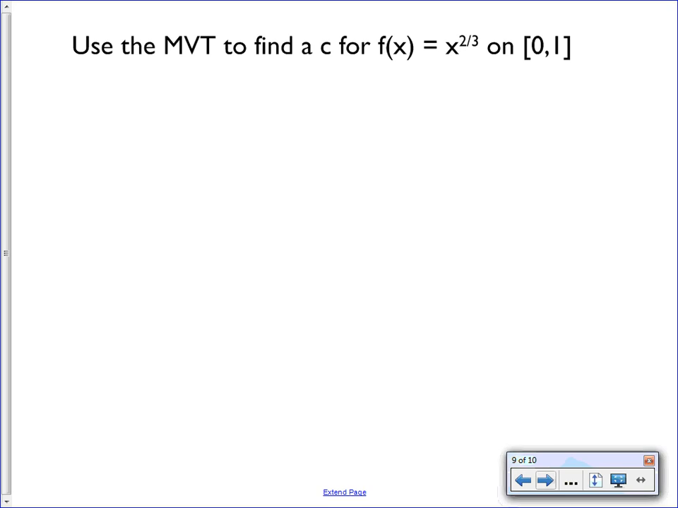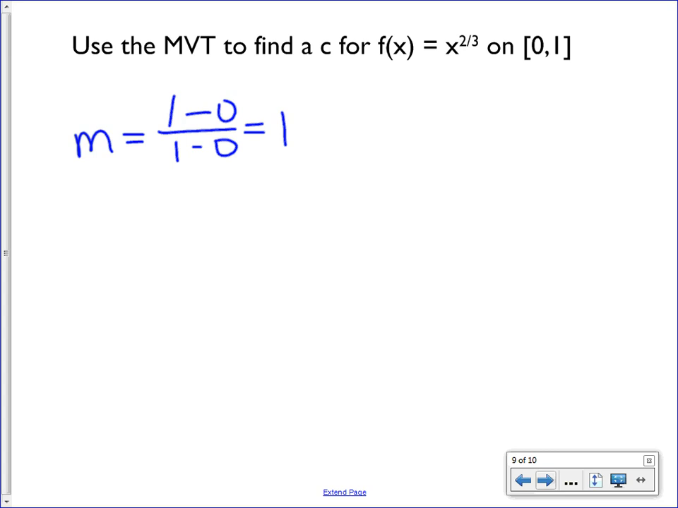All right, use the mean value theorem to find a C for x to the 2/3 on 0 to 1. Okay, so what do we need to do first? Find the slope. All right, function value at 1 minus function value at 0. Our slope is 1.